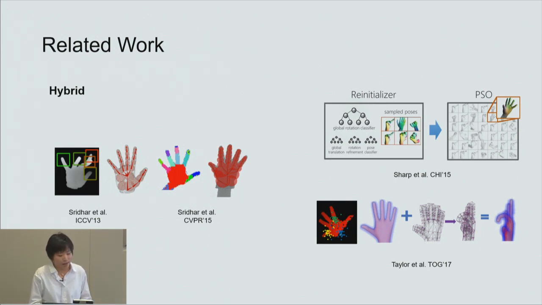The third method is a hybrid method that combines the above two. The discriminative method can provide an initialization for the generative method, like Sharp's and Taylor's work, and the prediction of the learning-based method can also act as a part of the energy for the generative method.